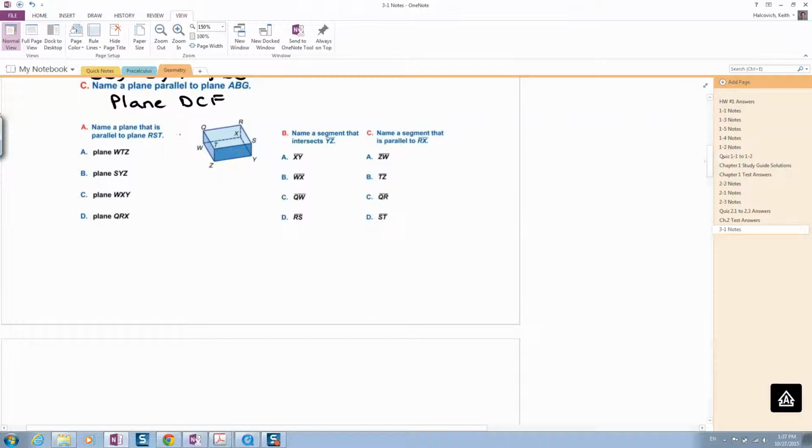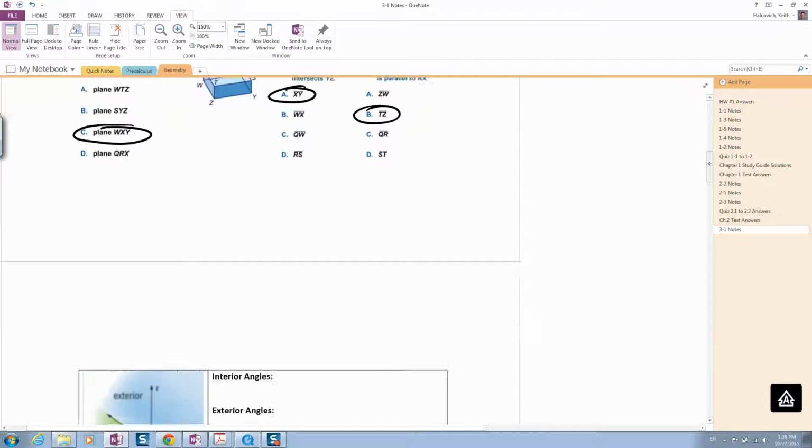Alright, if you look at here, name a plane that is parallel to RST. RST is here, the top of the box. WXY is the bottom of the box. It's parallel. Name a segment that intersects YZ. YZ is intersected by XY. And name a segment that is parallel to RX. RX is parallel to TZ. That's the only one of those that it's parallel to.